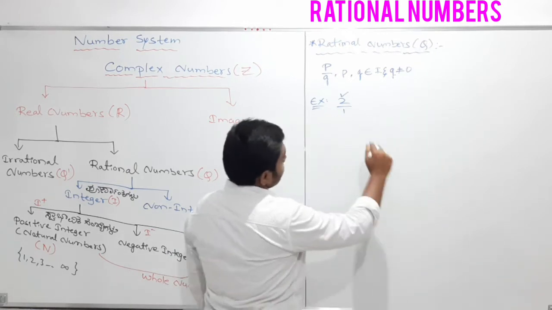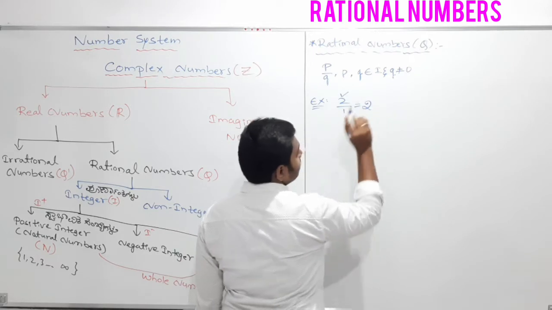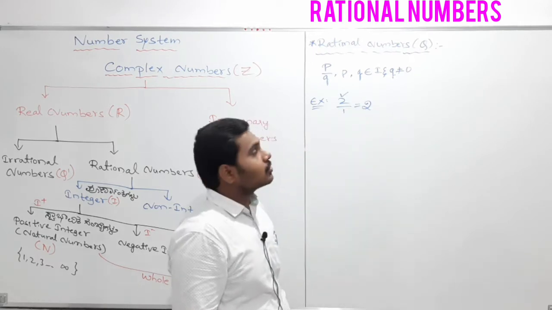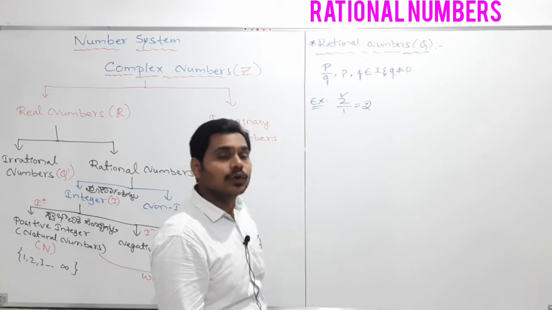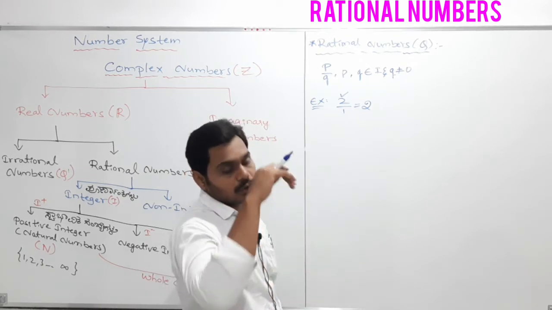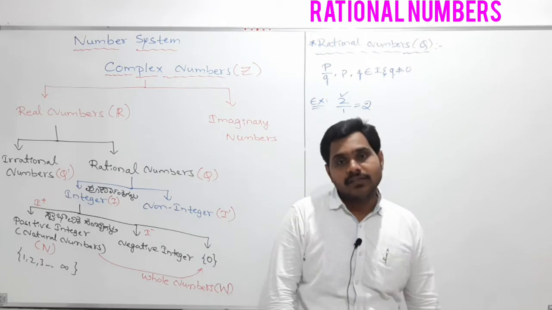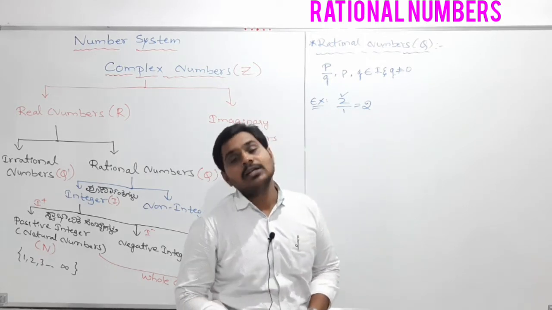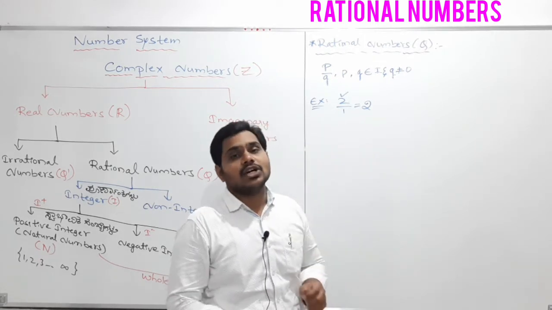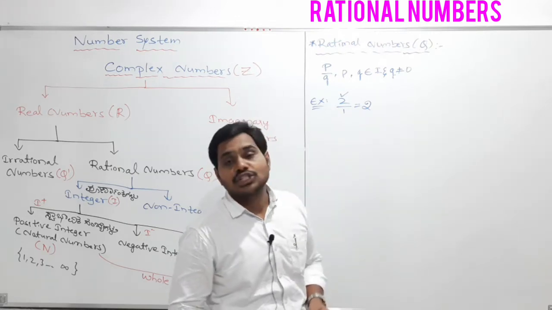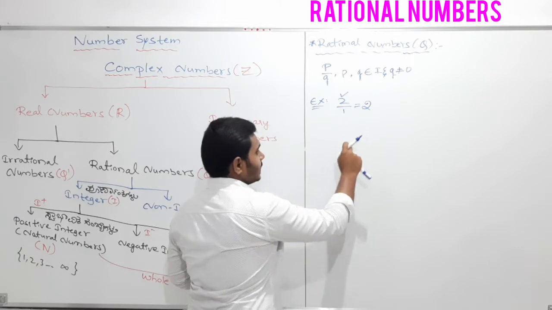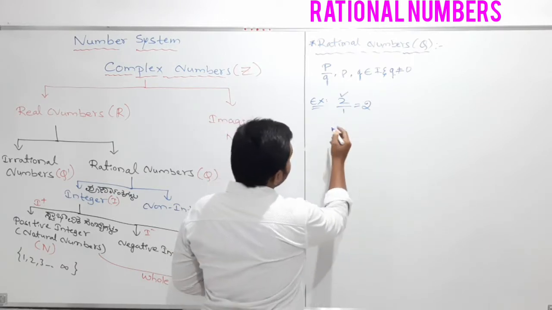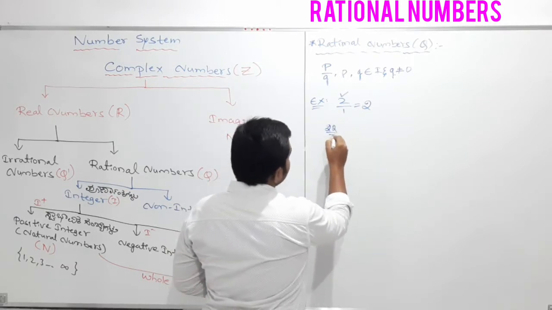Clear? And now my dear students, this 2 by 1, can I call it simply 2? So therefore 2 is a rational number, 3 is a rational number, 4 is a rational number, because 4 we can write as 4 by 1, 3 we can write as 3 by 1, and so on. Such numbers we can call rational numbers.